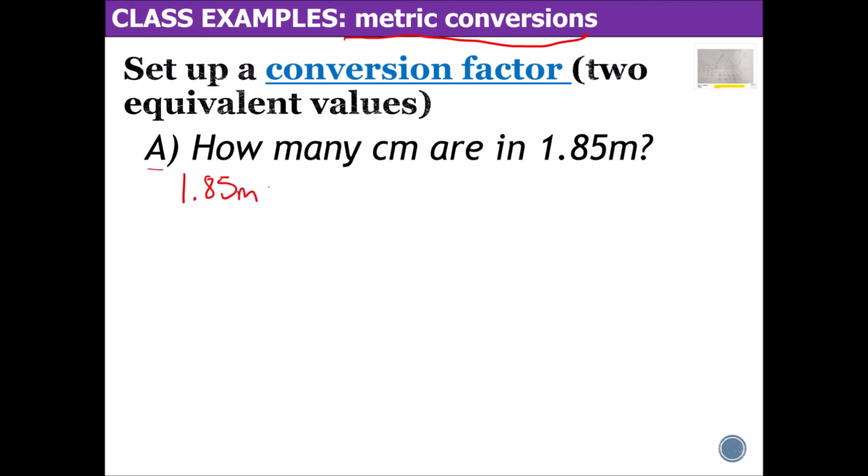1.85 meters. You're going to set up a conversion factor. Conversion factors are 2 equivalent values. So for example, 1 hour is equal to how many minutes? 60 is correct. So if 1 hour is equal to 60 minutes, that is a conversion factor that can be used to convert from hours to minutes or minutes to hours. Both are equal. 1 hour is equal to 60 minutes. So here, I want to know how many centimeters are equal to 1 meter. Ask yourself, which one is smaller? Centimeter or meter? Let's take a look.